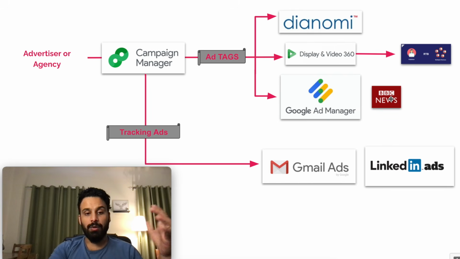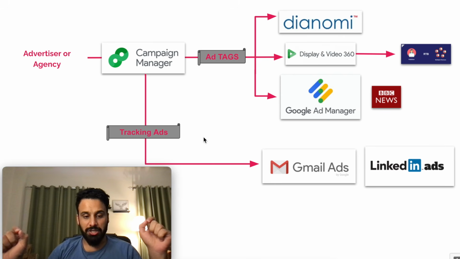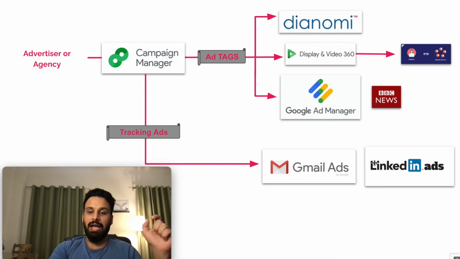Now also, it's not just ad tags. In certain cases, for example, Gmail ads and LinkedIn, you cannot traffic ad tags as creatives. So in those cases, what you do is you upload a creative in LinkedIn, but you can create something called tracking ads. You implement them as impression and click trackers. So the ads are hosted there, but whenever there is an impression or click on these platforms, it will all be recorded in Campaign Manager as well through tracking ads.